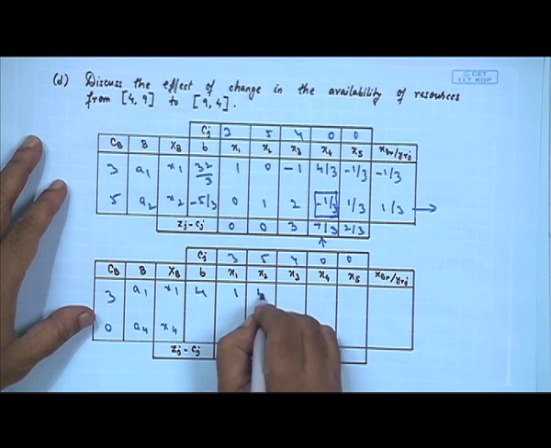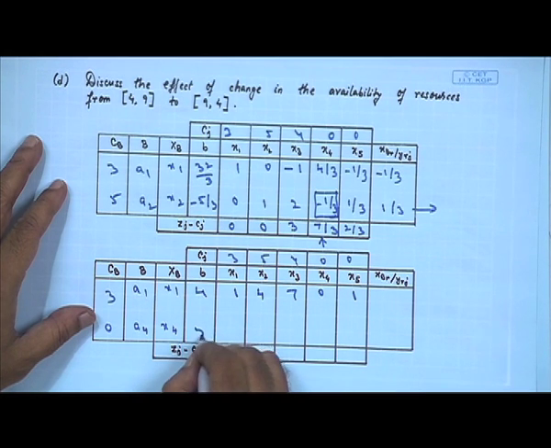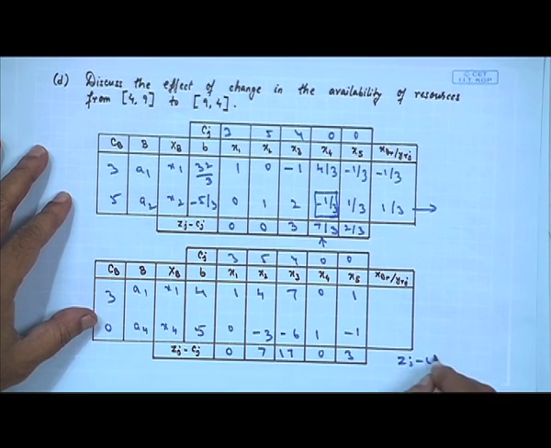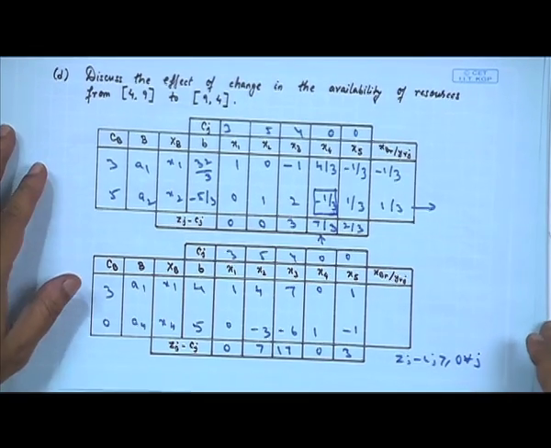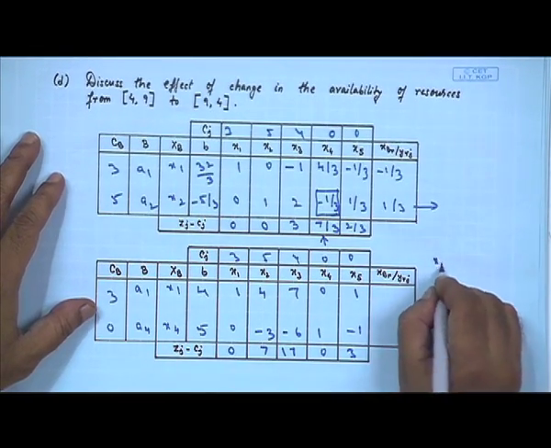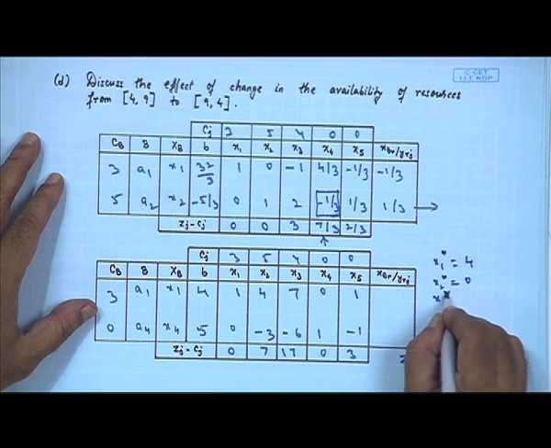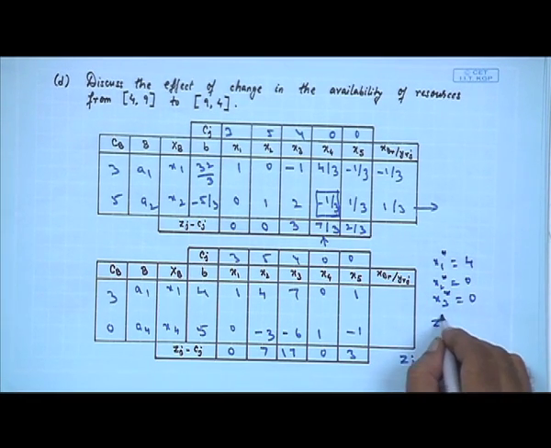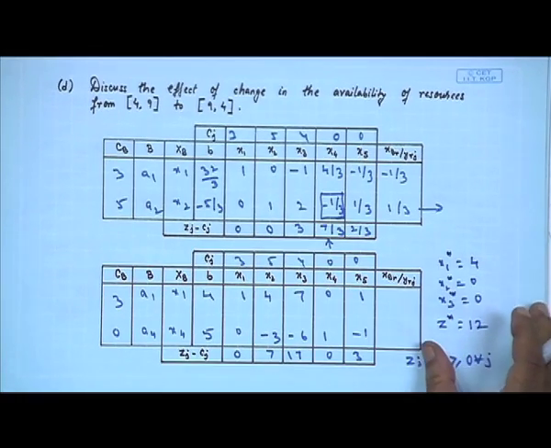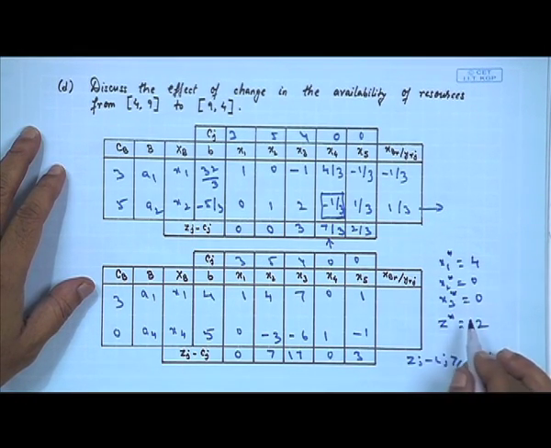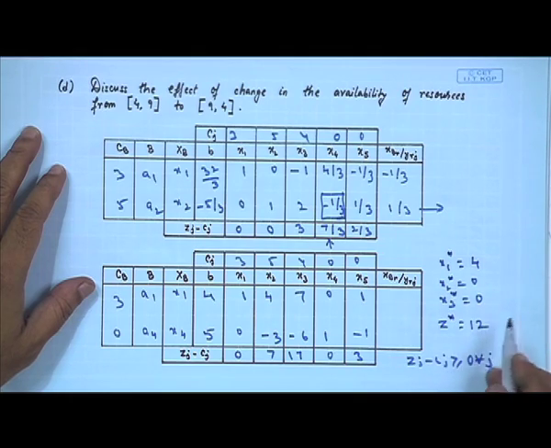So, this becomes 4 1 4, 7 0 1 and 5 0 minus 3 minus 6 1 minus 1. Zj minus Cj you will get 0 7 17 0 3. So, all Zj minus Cj are greater than or equal to 0 for all j. So, you obtain the optimal solution as x1 star equals 4, and x2 and x3 are not present here, and z star, if you calculate it, is 12. So, again for this particular case also, what we are finding is that the optimal solution has changed.